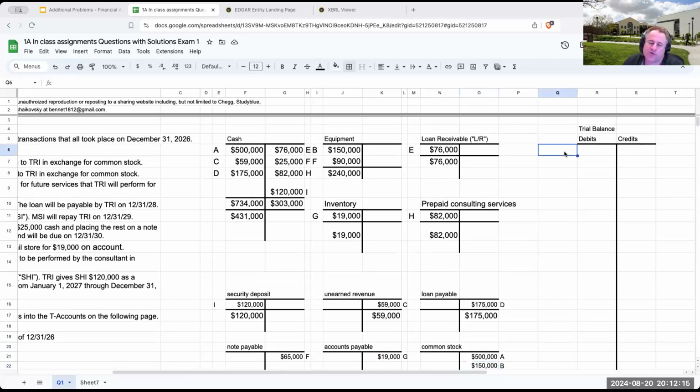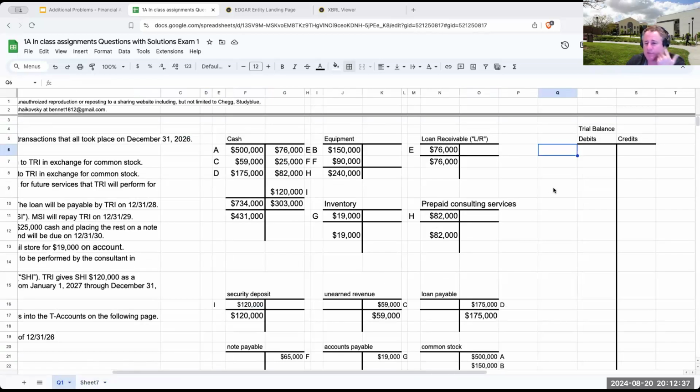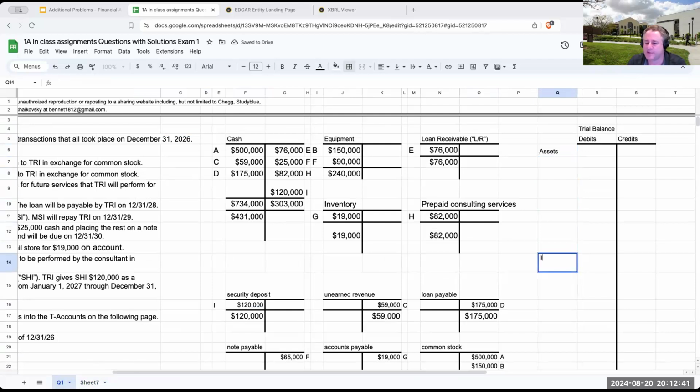So when I do a trial balance, this is an internal thing we're doing just to make sure our total debits equal our total credits. I want to set it up in a very particular way. For this exercise, we're only focusing on the balance sheet, or assets equals liabilities plus owner's equity. So I want to list out all of my assets, followed by my liabilities, and then lastly, my owner's equity.